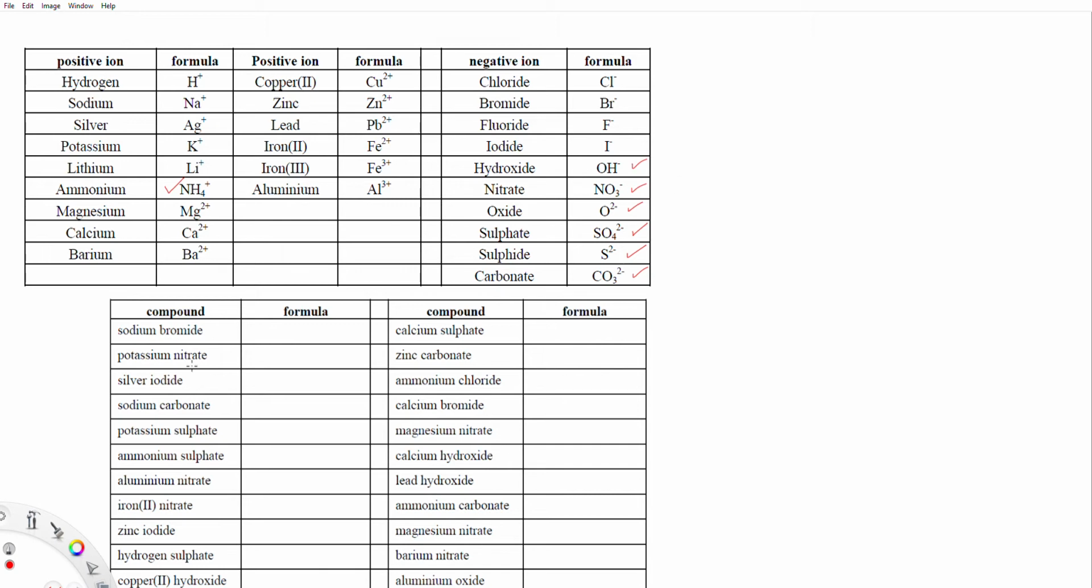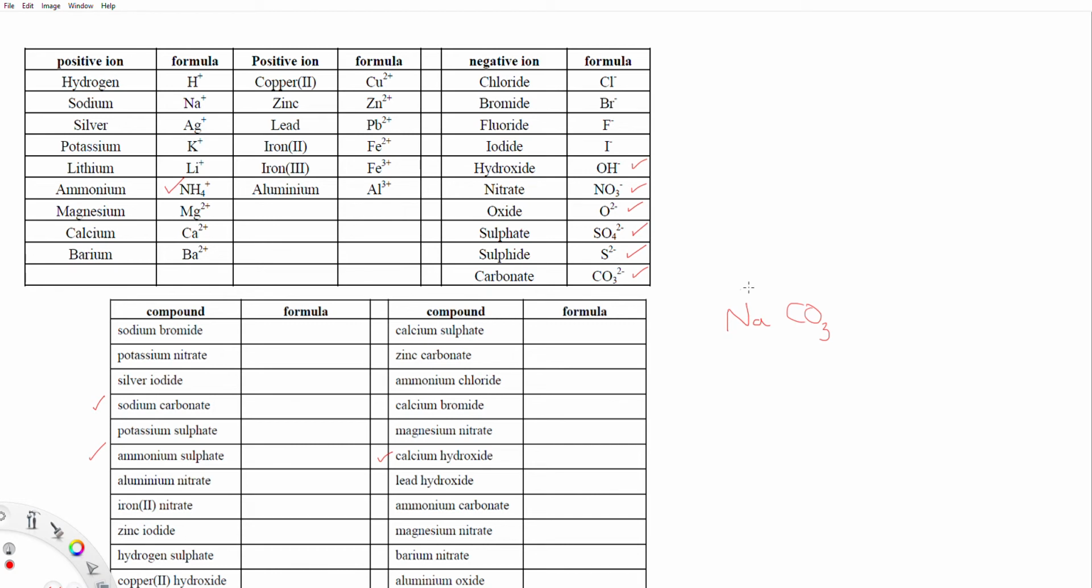So I'm going to choose a couple like this one here, sodium carbonate, and we will look at ammonium sulfate, and maybe let's choose another one, calcium hydroxide. So I want to know what the formula for sodium carbonate is. So I know sodium is Na, and I know carbonate is this, CO3.